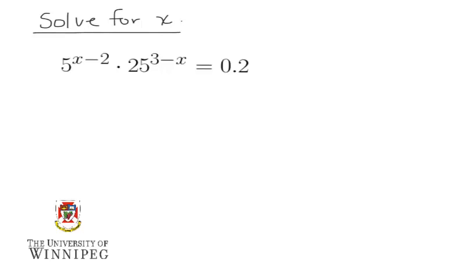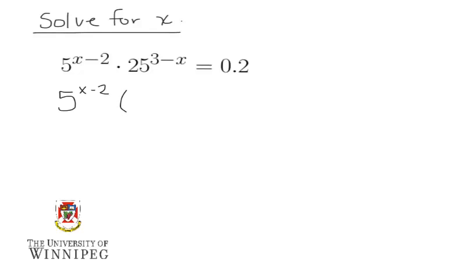In this example, we're going to try to solve for x in the following equation. 5 to the power of x minus 2 times 25 to the power of 3 minus x is equivalent to 0.2. What we'd like to do first on the left-hand side is try to simplify this a little bit so that we have only one base.